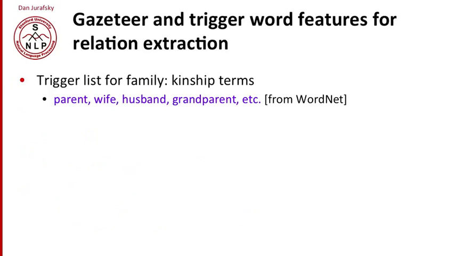And finally, we can use gazetteer and trigger word features. So a trigger word is just a list of terms that might be useful in this particular domain. So for example, kinship terms are obviously useful for deciding if we have the family relation. So a word like parent or wife or husband or grandparent are obviously words that are going to help in finding a family relation. And we can get these from online databases like the Wordnet Thesaurus or other places.